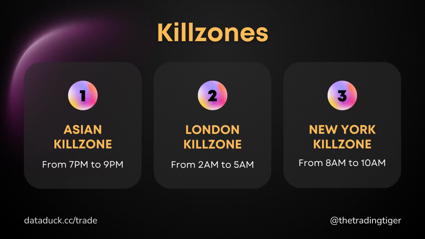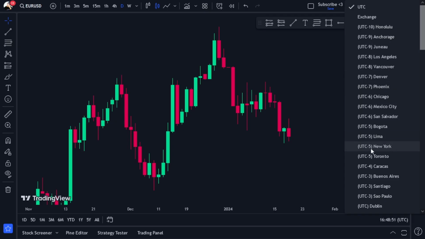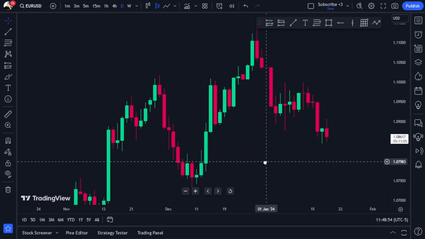For the sake of recap, there are 3 kill zones. Asian kill zone, which is from 7 p.m. to 9 p.m. Then we have the London kill zone, which is from 2 a.m. to 5 a.m. Then finally we have the New York kill zone, which is from 8 a.m. to 10 a.m. Keep in mind that all of these timings are in New York local time, so make sure you calibrate your trading charts to Eastern Standard Time.